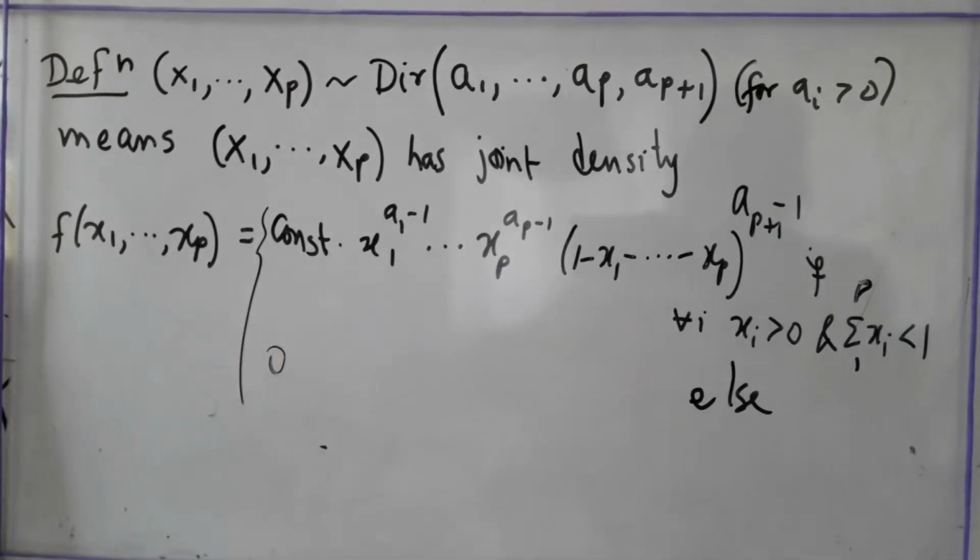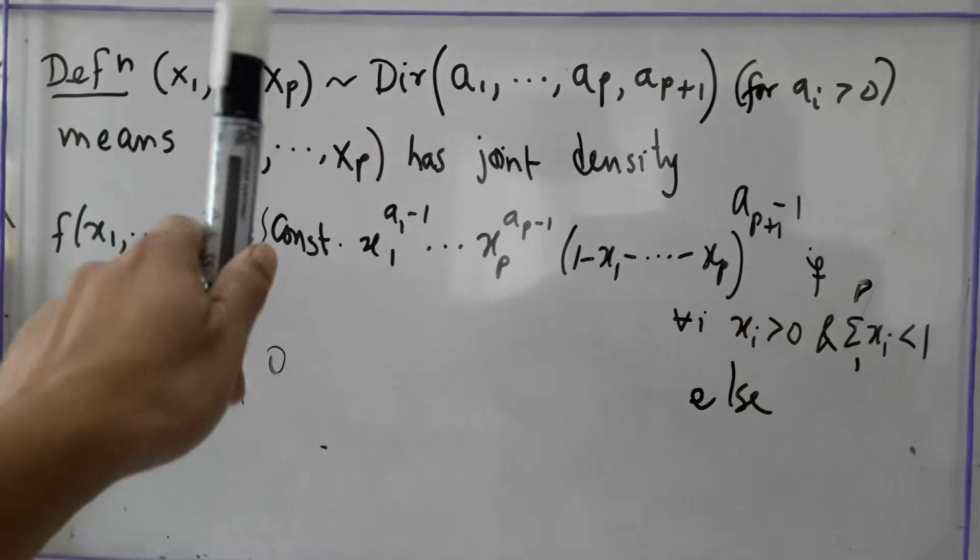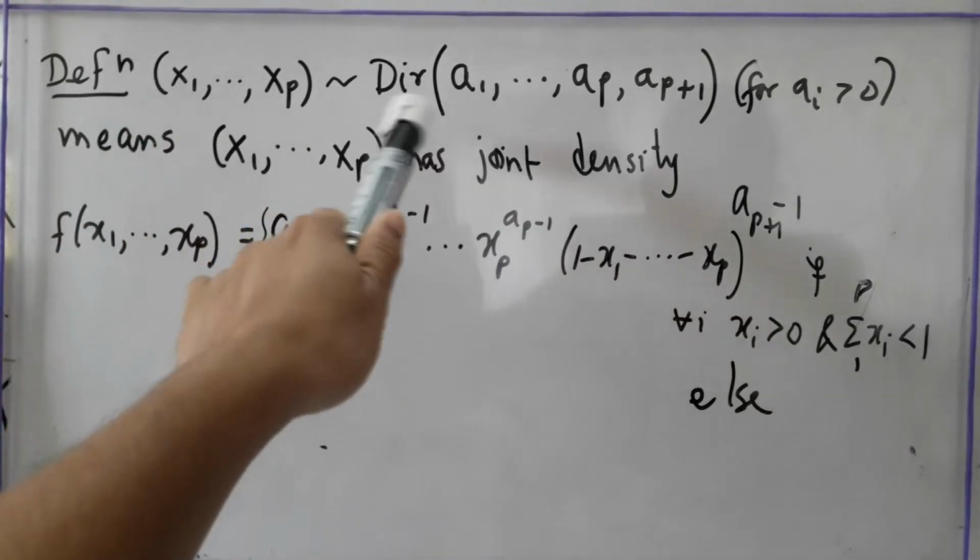The Dirichlet distribution, which we shall just touch upon in this course, is defined like this. This definition, of course, looks rather complicated and not at all well motivated, but it's a good idea to start with the definition. First of all, it's a multivariate distribution, X1 to Xp. Their joint distribution is called Dirichlet.